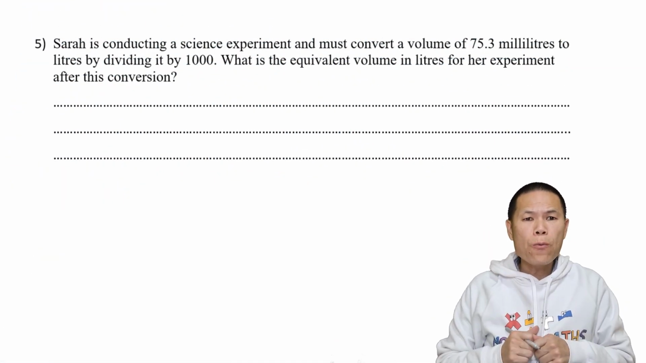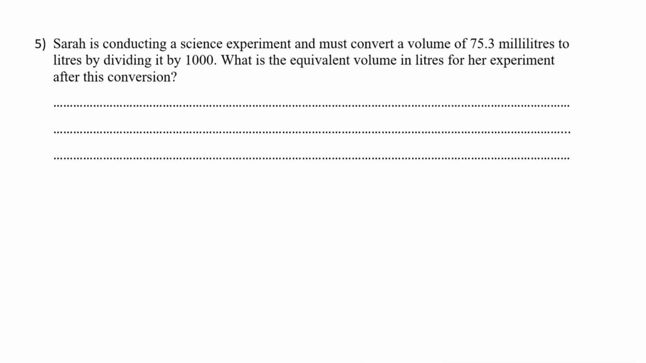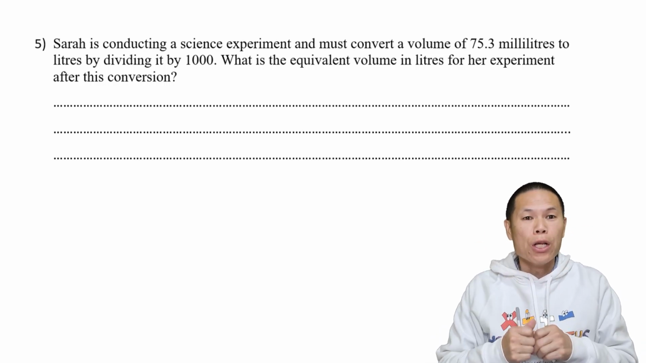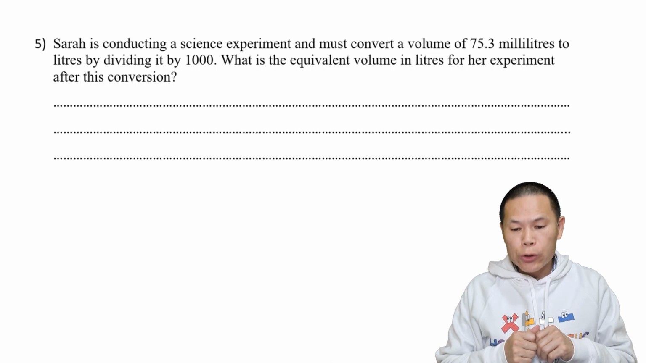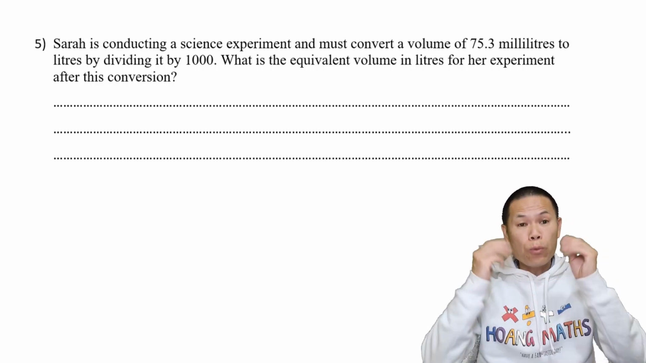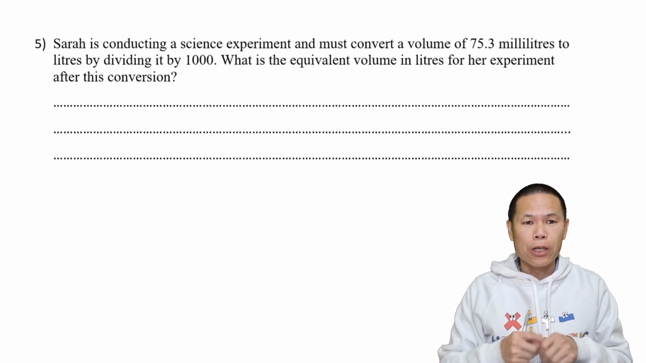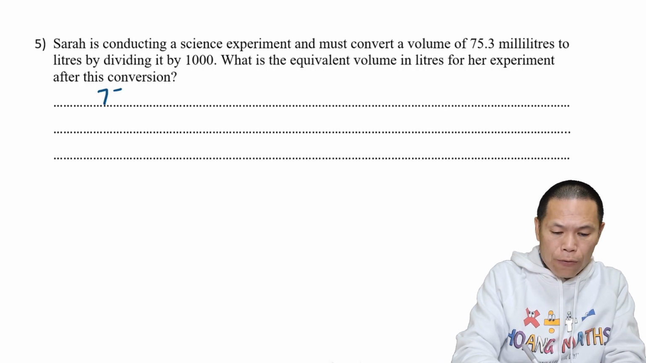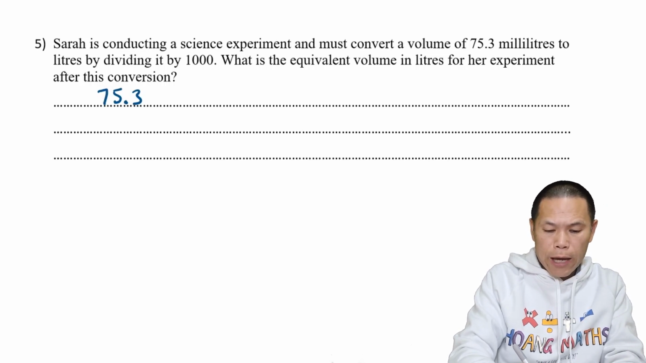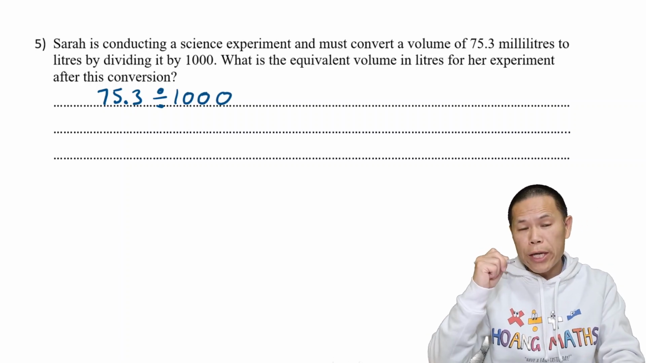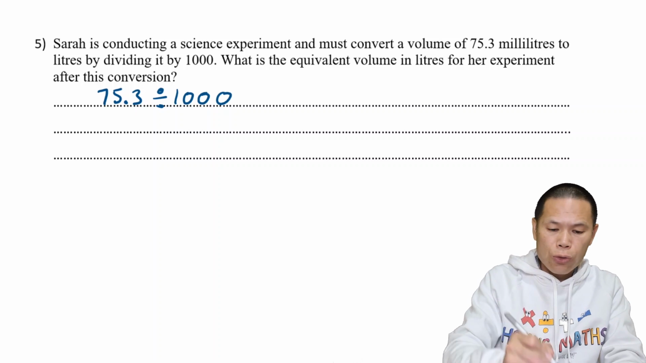Please pause the video and try this one yourself. Hi there, I'm back. How did you go? Let me just go through it with you. So Sarah converts 75.3 milliliters to liters by dividing by 1,000. So let's just work it out. So we have 75.3 and we divide by 1,000. So this means that the decimal point is moved to the left 3 units.